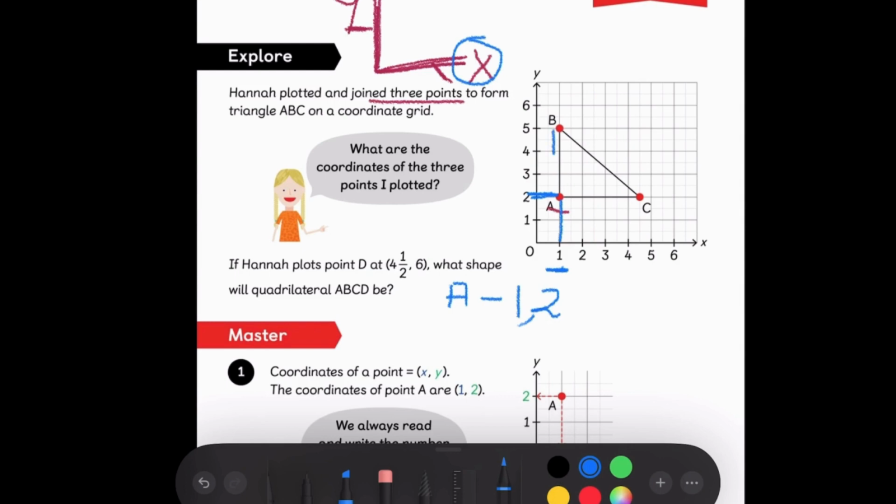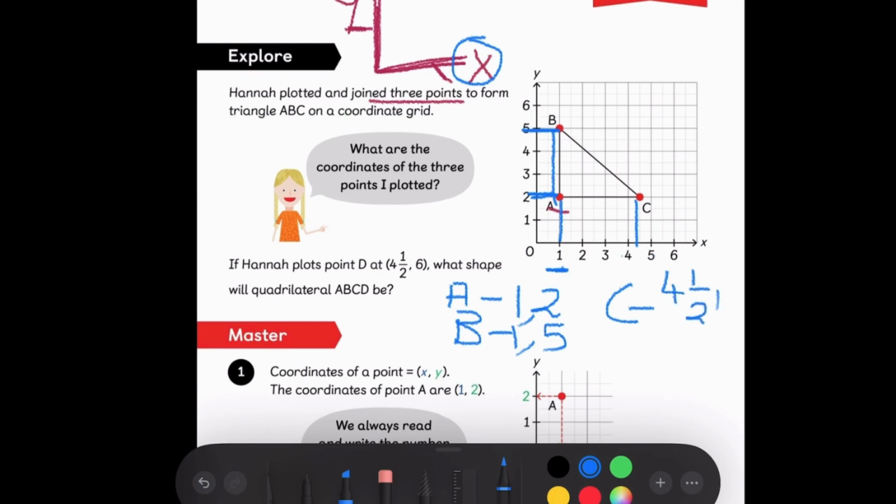My C, the coordinates are on x-axis. If you see, it's between 4 and 5, right? So I'm going to write 4.5, comma, you see my y-axis, it is on 2. This is how we read the graph, or the coordinates of the given points.